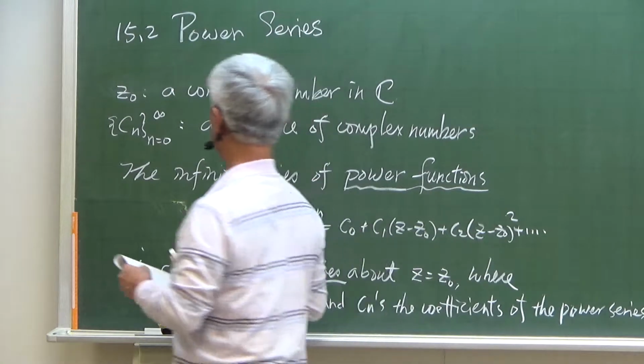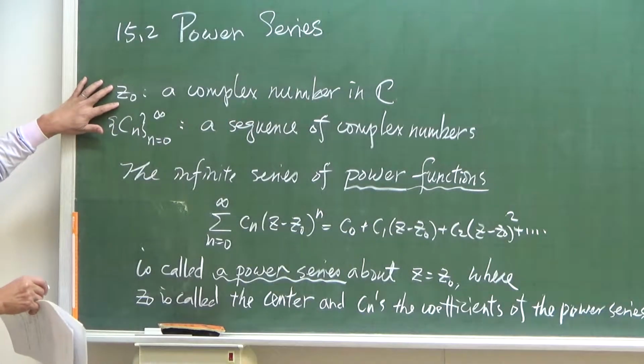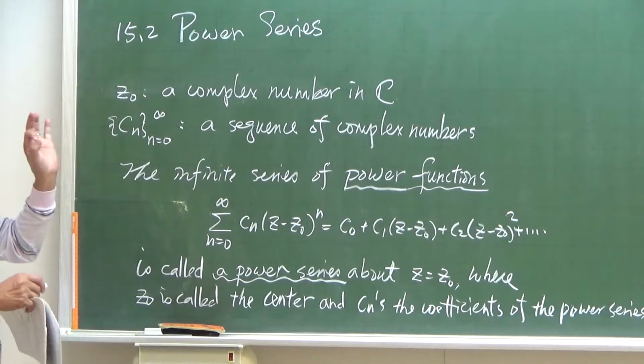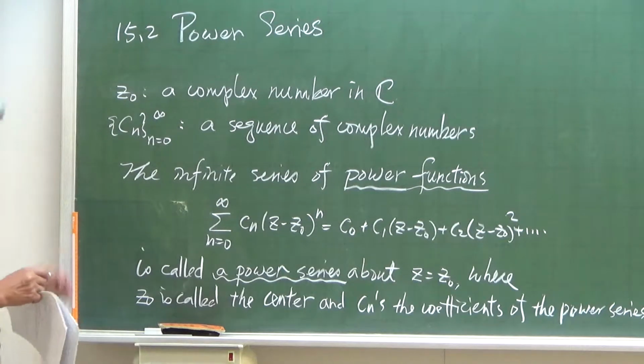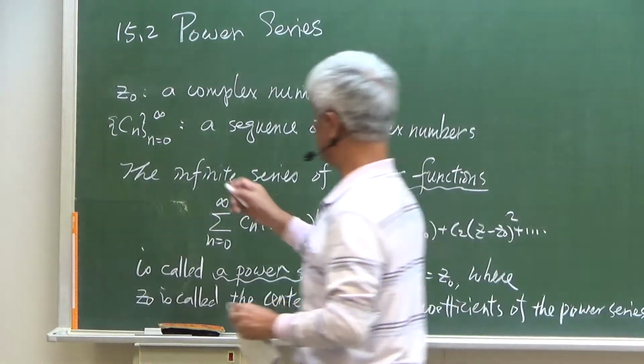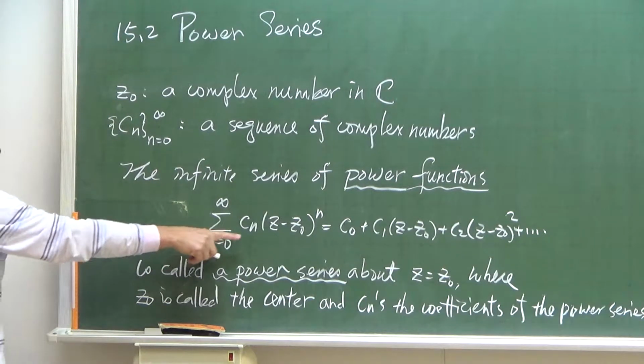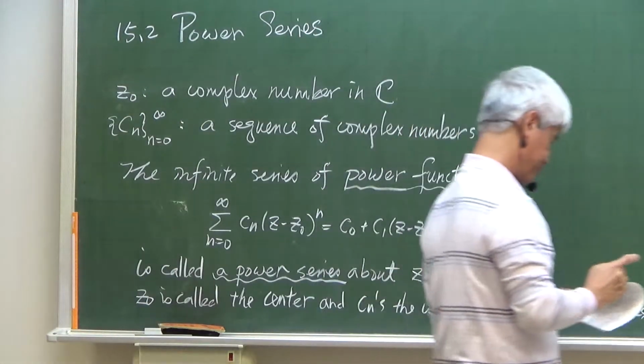If we do not mention the center, then we just assume the center is 0, the origin of the complex plane. But once we have a non-zero center, we have to mention that. So here the center is z sub 0.